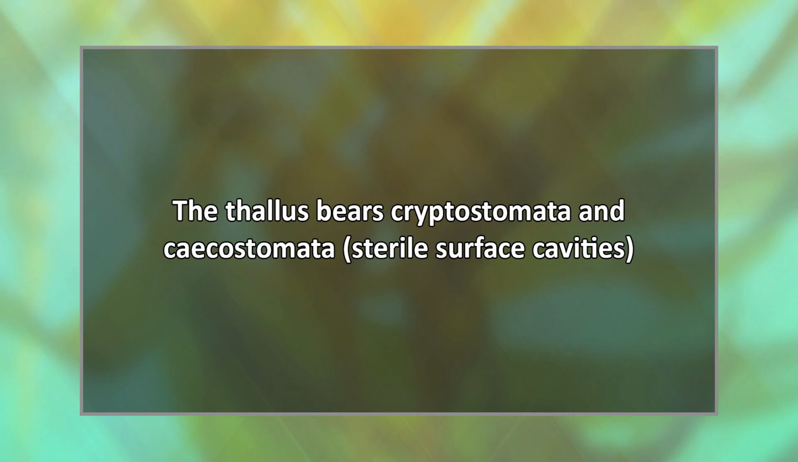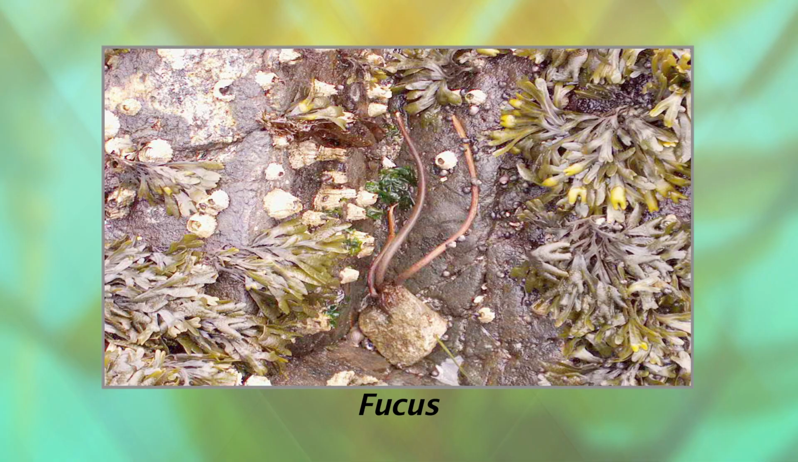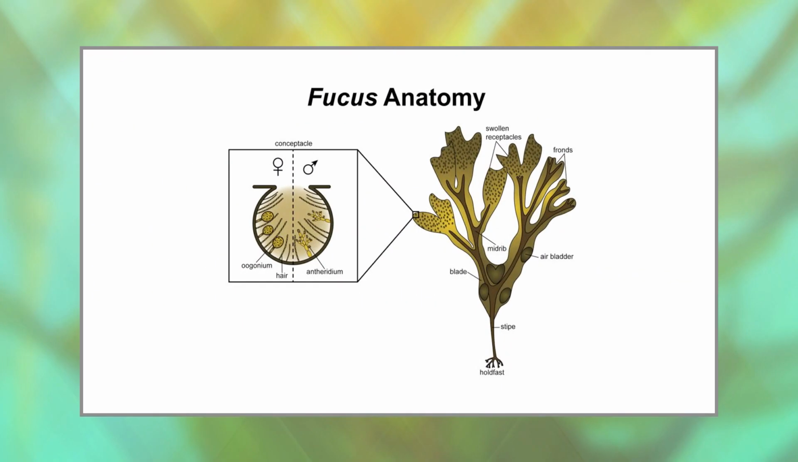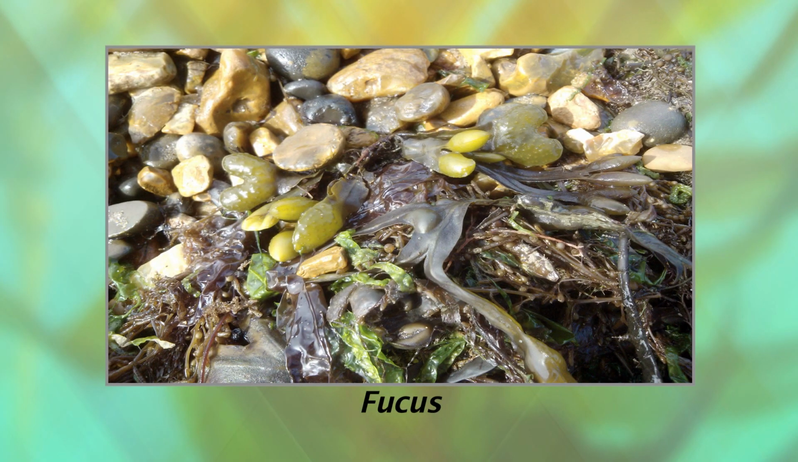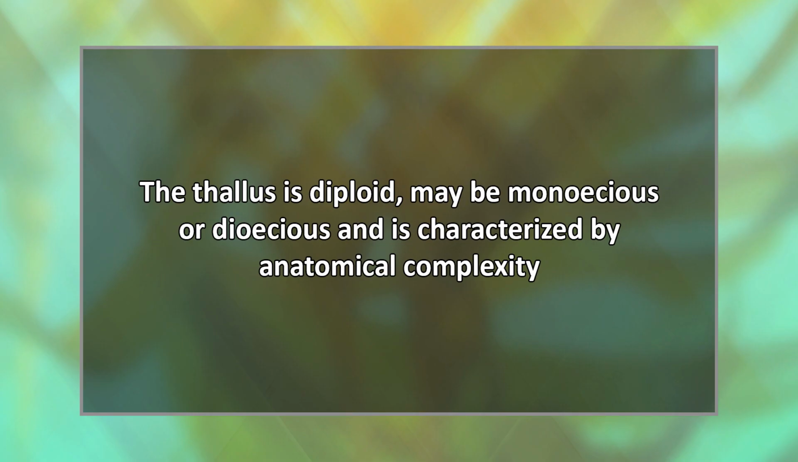Gas-filled pneumatocysts, that's air vesicles, are present in pairs in some species, one on either side of the midrib. The thallus bears cryptostomata and cecostomata, that is sterile surface cavities. The base of the thallus is stipe-like due to abrasion of the tissue lateral to the midrib. The swollen tips of the thalli, the receptacles, which lack midrib, are covered with small scattered pimple-like projections with small openings which lead into cavities known as conceptacles. The inflation of the receptacles is due to the production of a large amount of mucilage. The thallus is diploid, may be monoecious or dioecious, and is characterized by anatomical complexity.